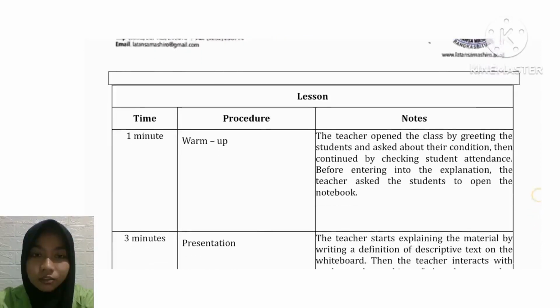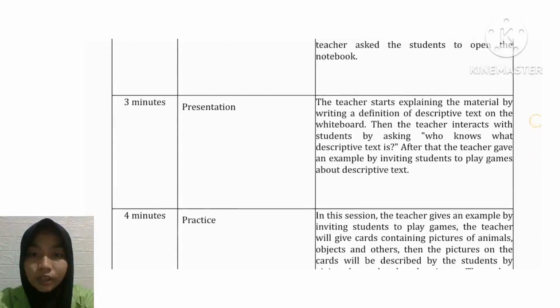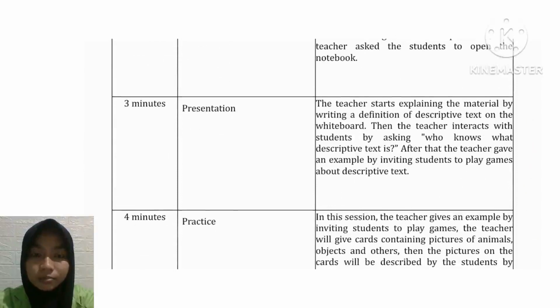Presentation: 3 minutes. The teacher starts explaining the material by writing a definition of descriptive text on the whiteboard, and then the teacher interacts with students by asking who knows what descriptive text is. After that, the teacher gave an example by inviting students to play games about descriptive text.